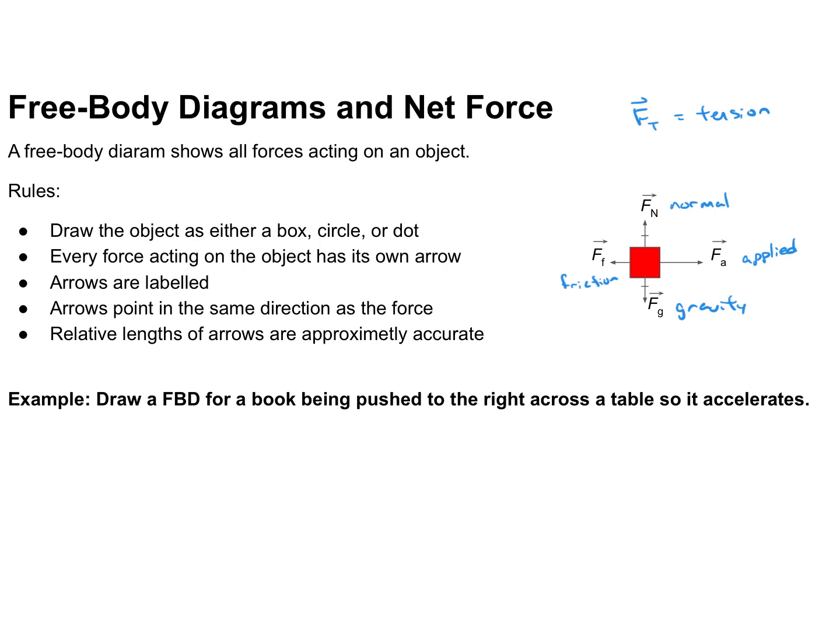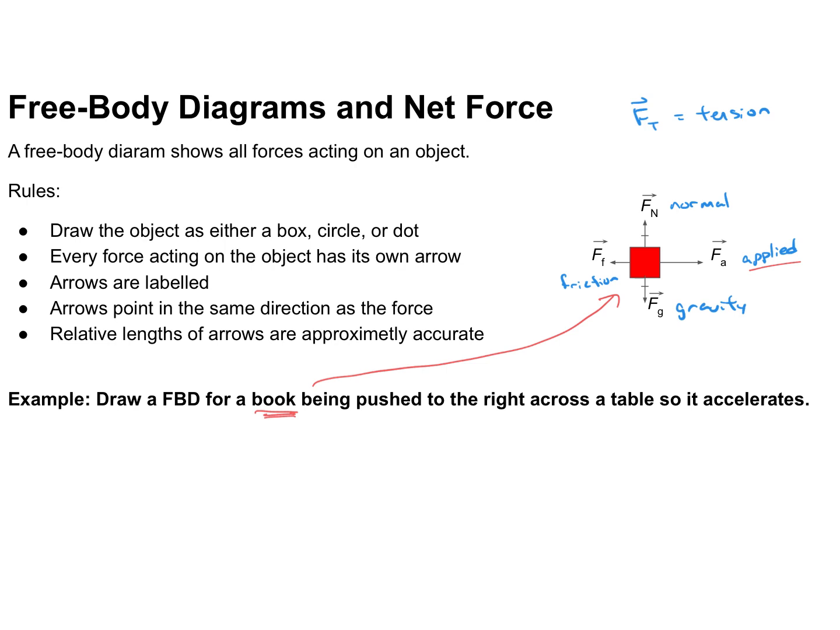So we're going to do one example here. Well, actually, the example is already done. Draw a free body diagram for a book being pushed to the right across a table so it accelerates. So that's this example that's drawn right there. The box represents a book, so that's the object. And if I'm pushing that across the table to the right, I'll have an applied force that needs to be pointed towards the right. So that's why I have my applied force here.